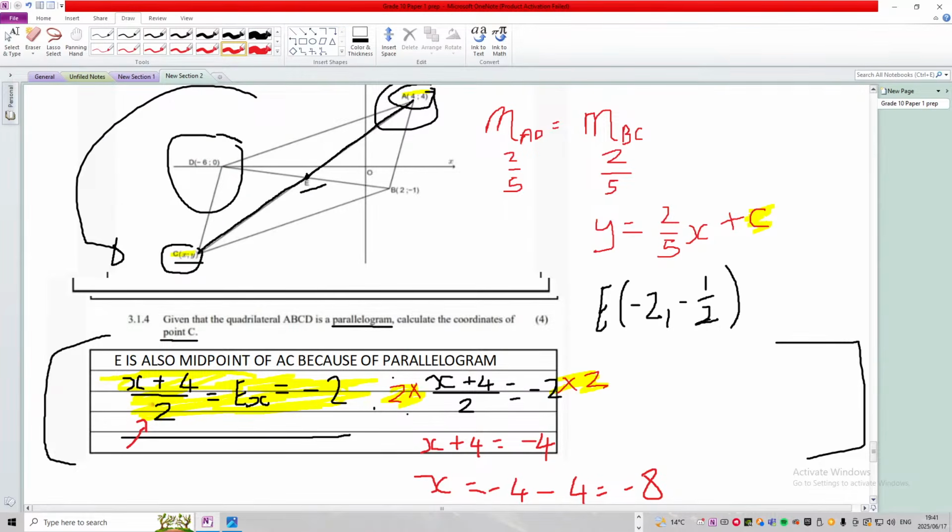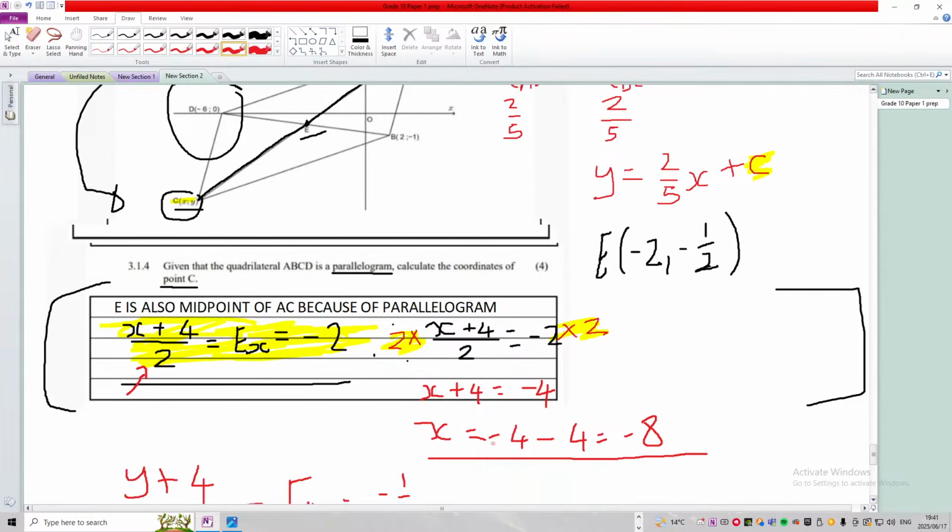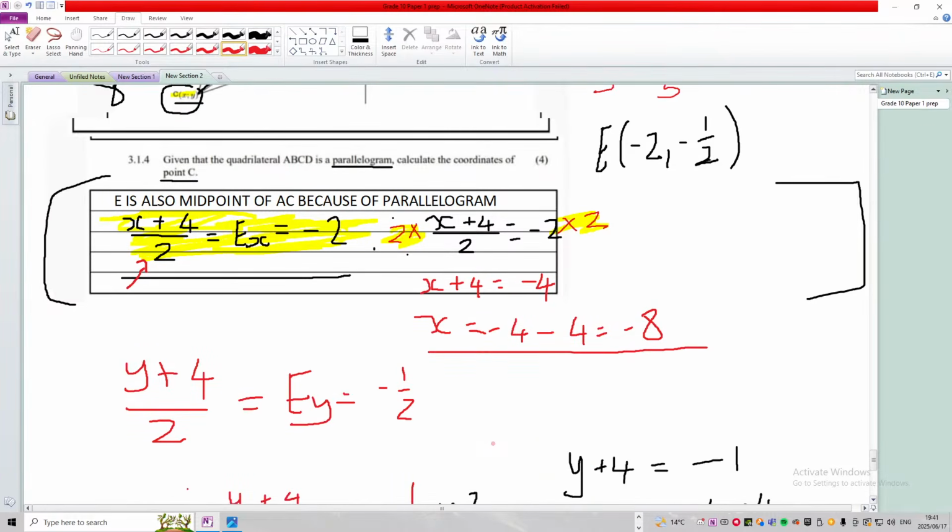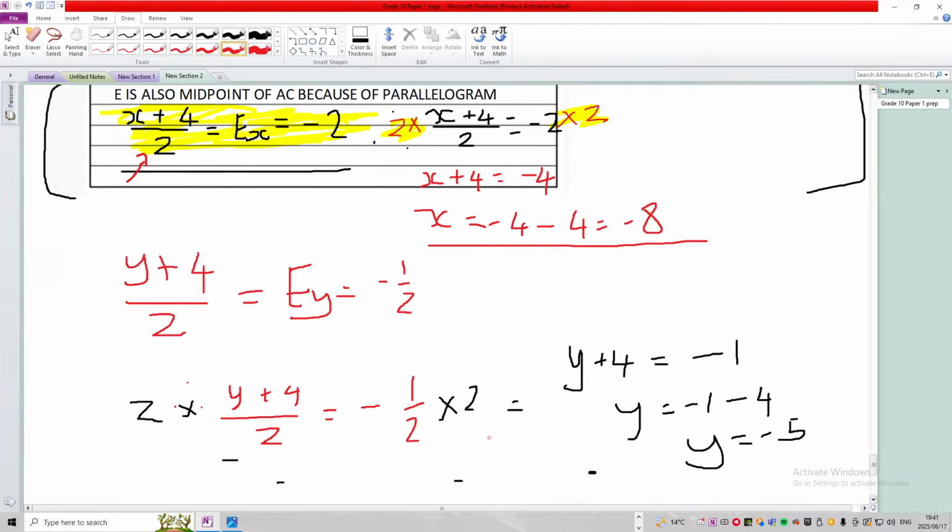The 2x divided by 2 equals the midpoint of the x. I've created an equation from the midpoint formula, and then I just solve for x. So it really depends when I multiply by 2 and when I divide by 2. It depends on how I'm solving that equation.